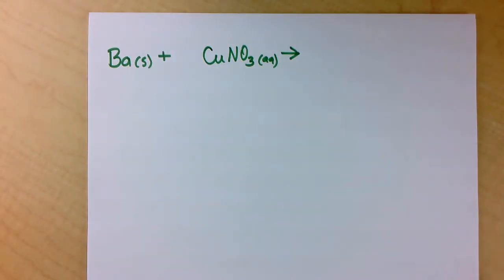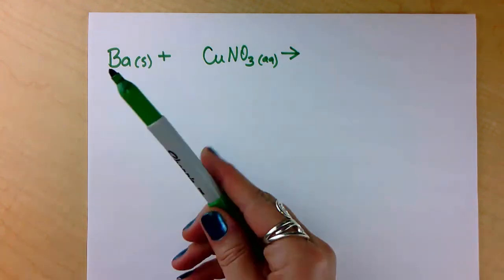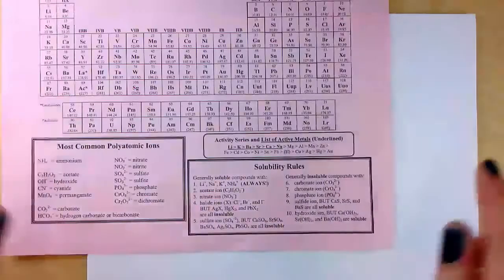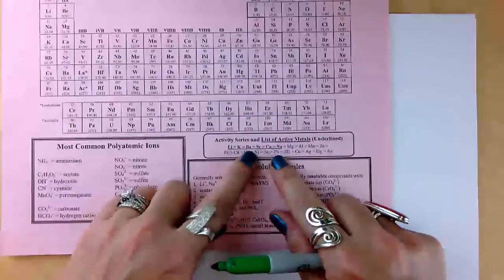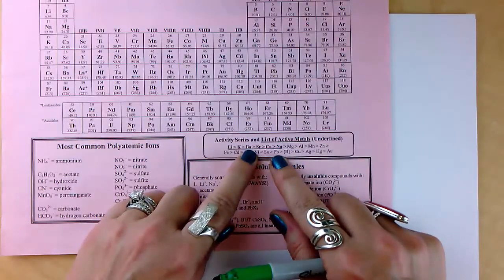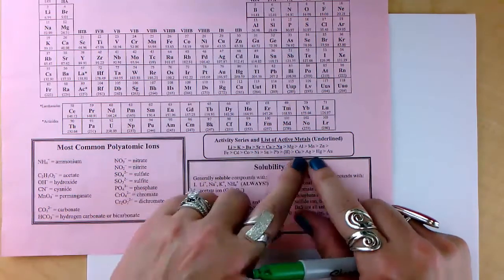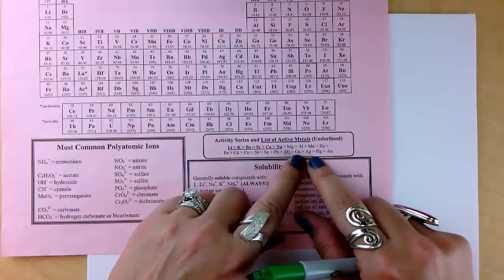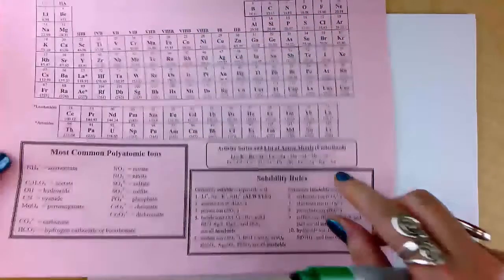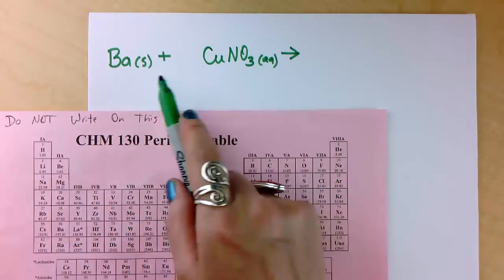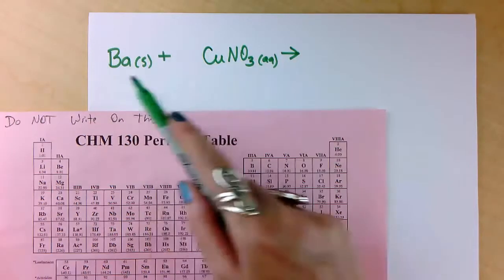What do we do for single replacement reactions? Well, hopefully you remember we go to the activity series and look at barium and copper. Here's our activity series. Barium is right up front, meaning it's social and wants a friend. Copper is near the back, meaning it wants to be left alone. Is that what we have? No, copper's not alone. Barium's not with a friend. So this is no good.